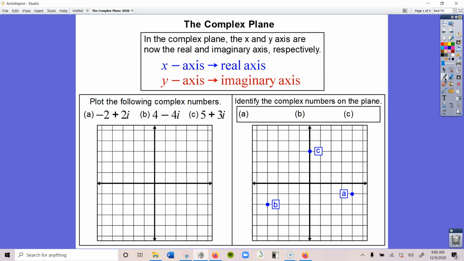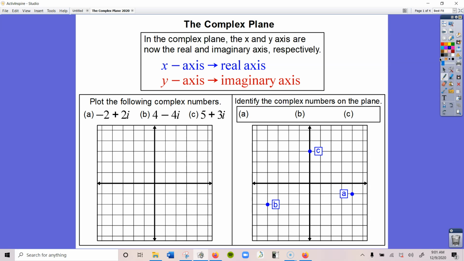Hey guys, today we're going to learn about the complex plane. So we are in the past familiar with the rectangular plane, which is also called the Cartesian plane, and that's where you have your x-axis and your y-axis, and you use it to plot your points. Now the complex plane is used to plot complex numbers.